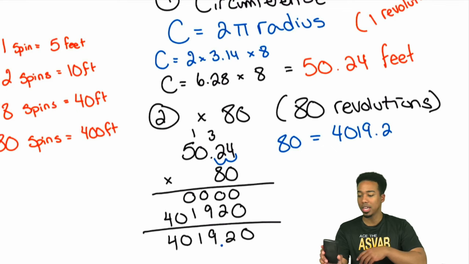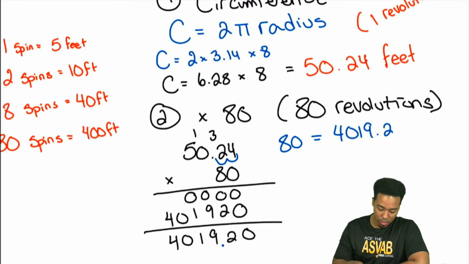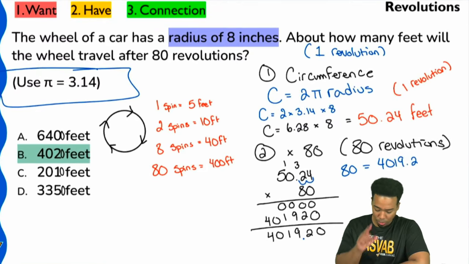I just did the math again. Yeah, it is 50.24. So that was correct, just to make sure I check my work. And if we multiply that by the 80, yeah, that was 4,019. So it looks like that was just slightly off. It was just by a factor of 10.